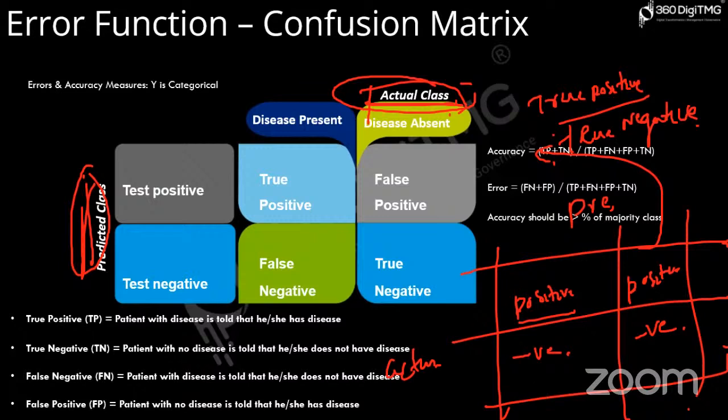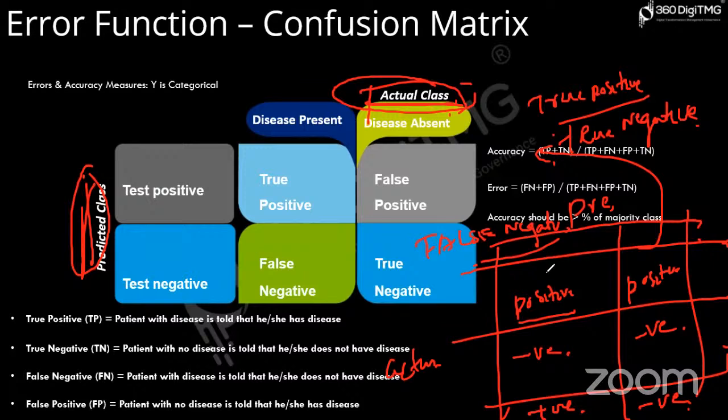When the actual case is positive and we have predicted negative, in that case we'll be calling it a false negative. Normally that particular person has COVID, but our model predicted that he doesn't have COVID. That is a false negative case.